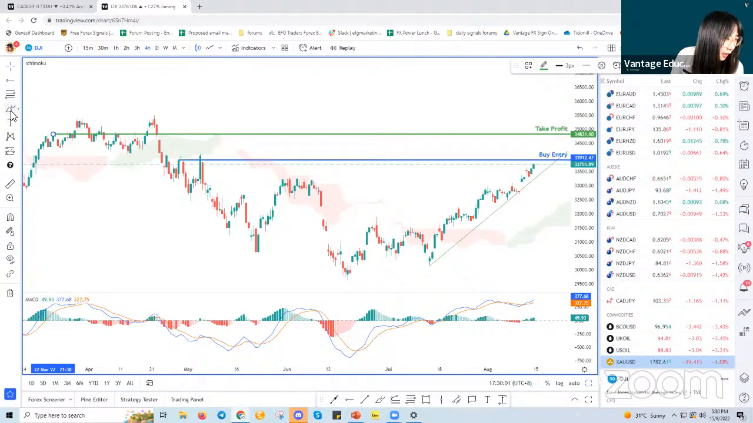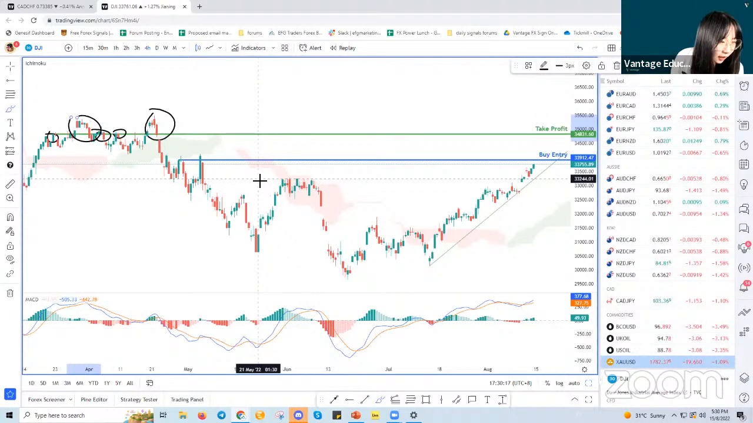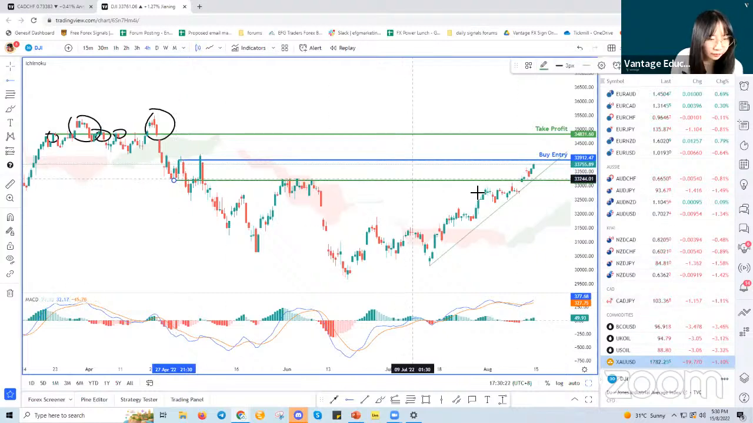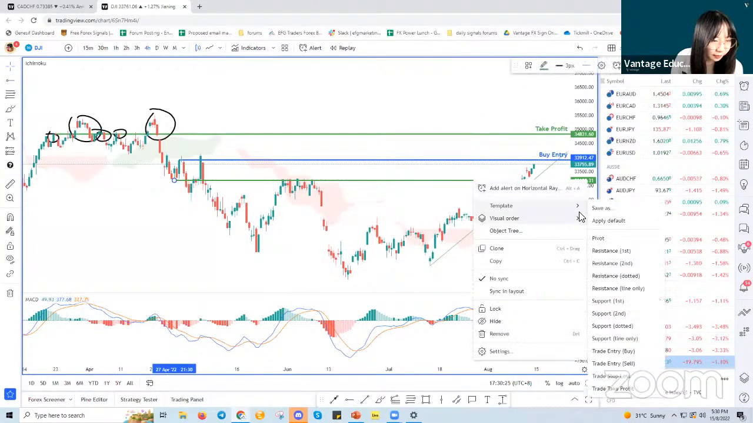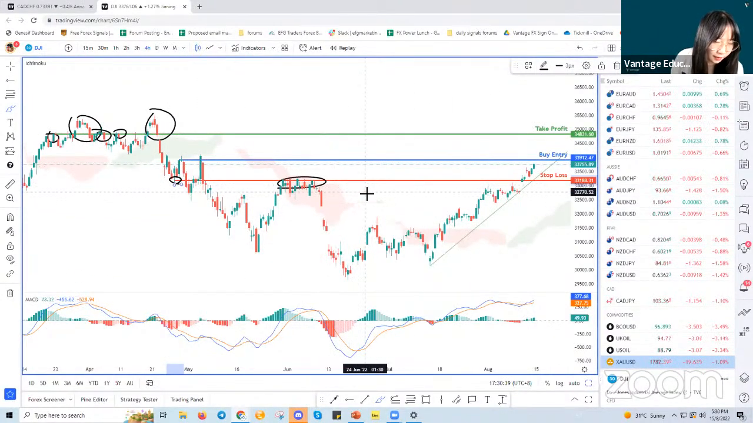Because I can see the price is testing this level, and here there is some breakout, but I think more price is touching this area, so I like to put my take profit here. And then if the price goes down, I like to put my stop loss here. Because you can see the price is touching here and here a lot of times, so I think that could be a good support line.